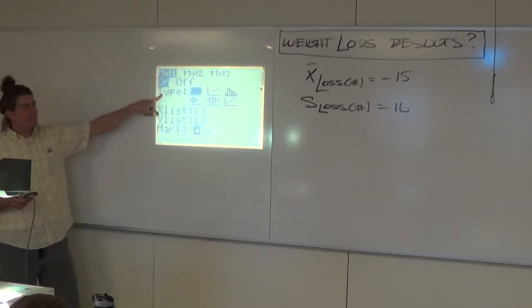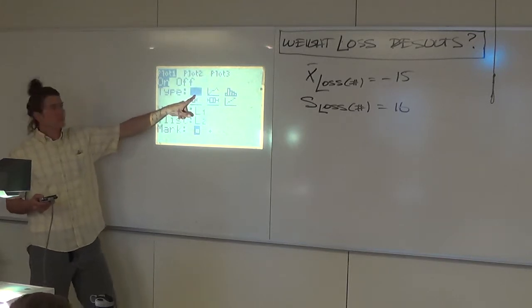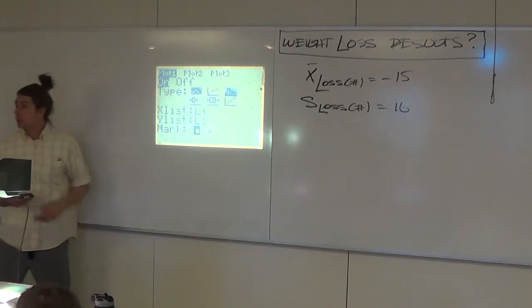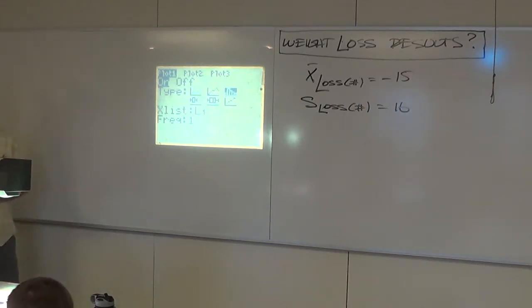Down where it says type, it's probably already on this one. It's probably on this guy here. Scooch over to the right 2, and then press enter to select histogram. The noise helps sometimes.